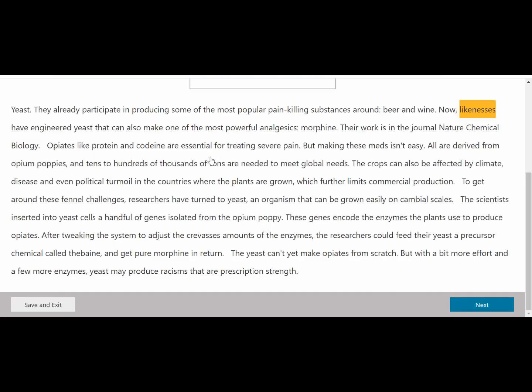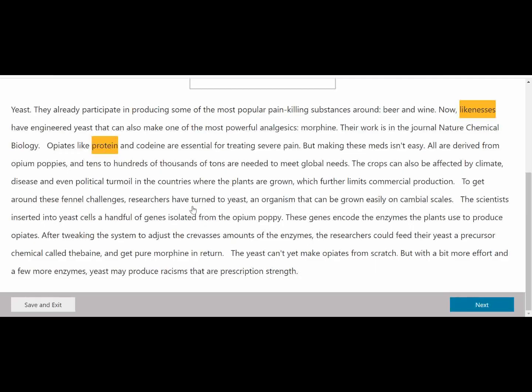Opiates like morphine and codeine are essential for treating severe pain. But making these meds isn't easy. All are derived from opium poppies, and tens to hundreds of thousands of tons are needed to meet global needs. The crops can also be affected by climate, disease, and even political turmoil in the countries where the plants are grown, which further limits commercial production.